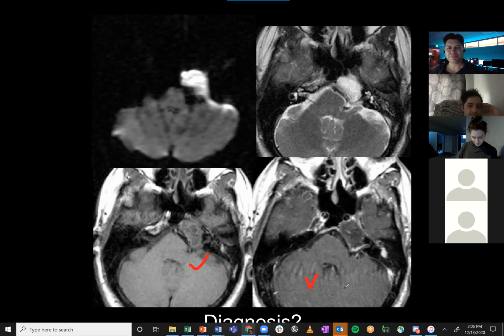So I think my top thing in my differential would be a cholesteatoma or an epidermoid cyst, something along those lines. Right, with the diffusion restriction. Same thing on pathology. The H&E stain of a cholesteatoma is the same as an epidermoid cyst.